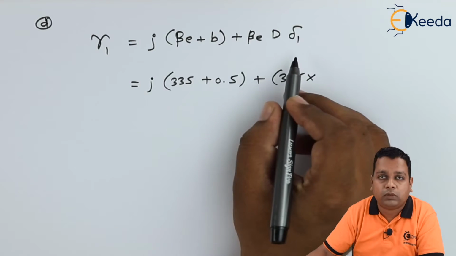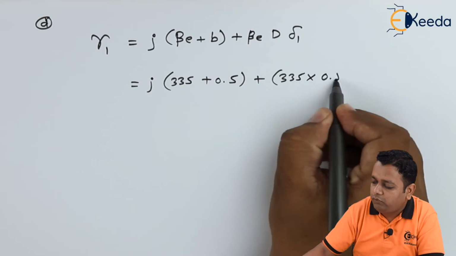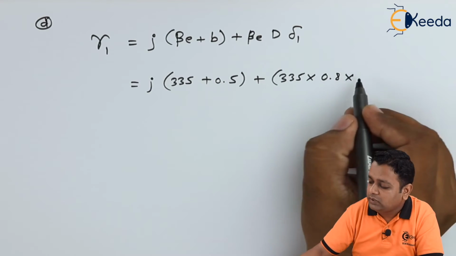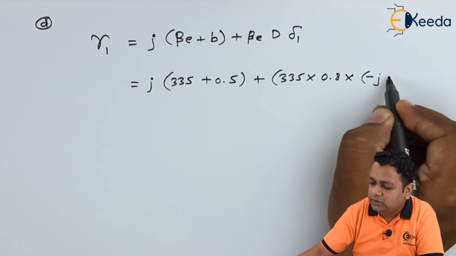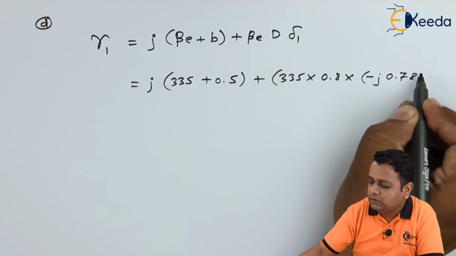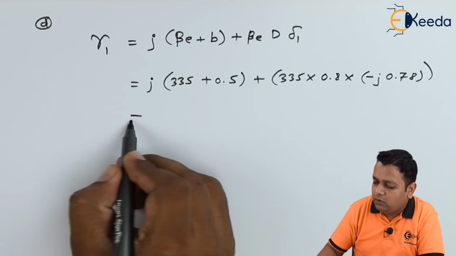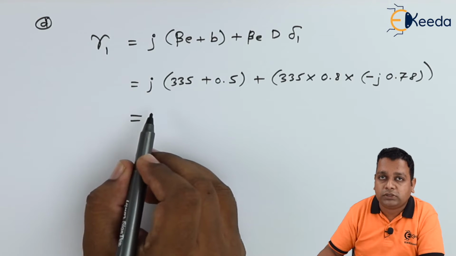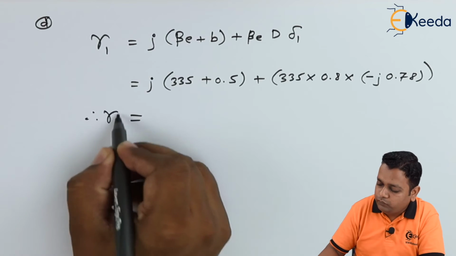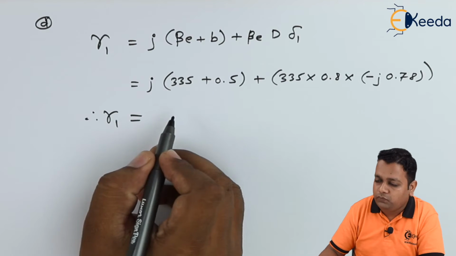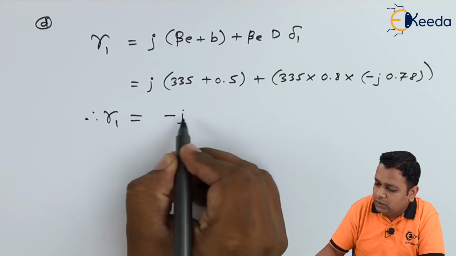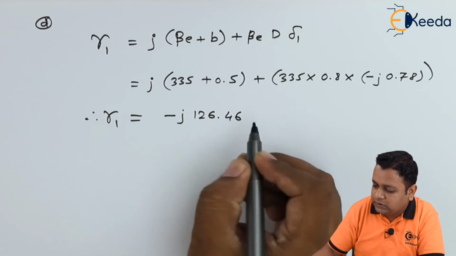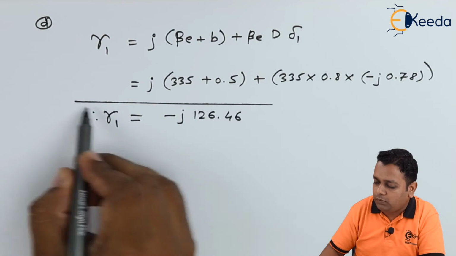335 into capital D is equal to 0.8 into the delta differential first one that has the value minus j times 0.78. So we have put the values here, and therefore the first propagation constant gamma 1 is obtained with the value minus j times 126.46. So this is the first propagation constant.